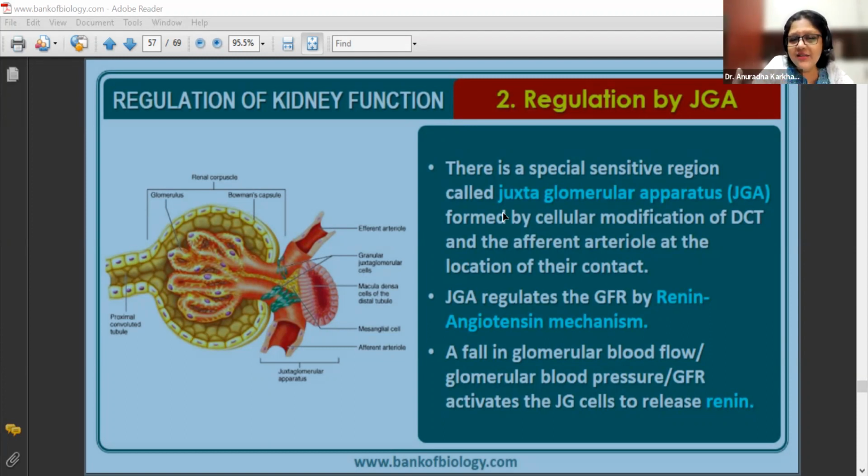So what are the JG cells? They are the modified cells of DCT. They will get activated. And when the JG cells get activated, why? Because अभी pressure ही नहीं है. Blood का pressure इतना कम है कि filtration नहीं हो पा रहा है. देखिए, you do this. You take lemon.